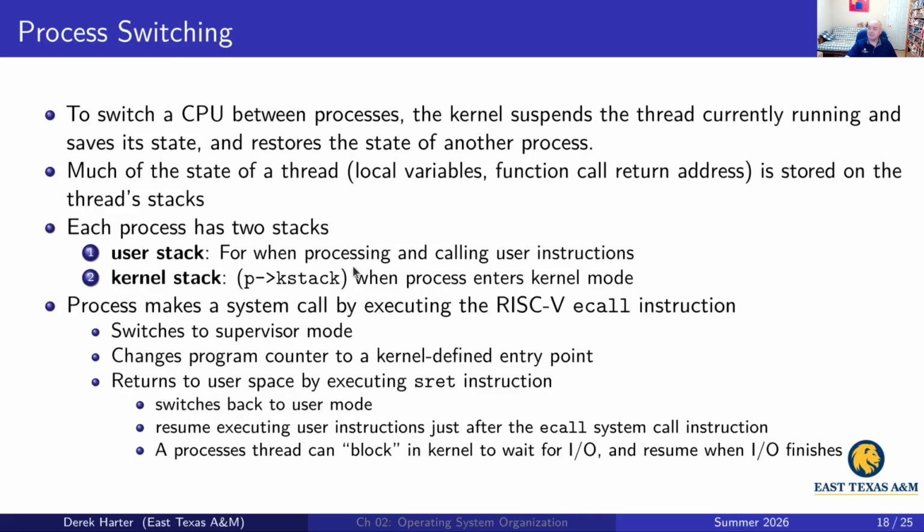So let me go back and talk a little bit about process switching. I mentioned some of this already, but one of the purposes of the process abstraction is to implement time sharing. What you have to understand is that whenever we switch to a different process, the kernel has to suspend the process that's currently running, save its state, and restore the state of another process. And to switch back to the process that we suspended, we have to get the saved state and restore it.